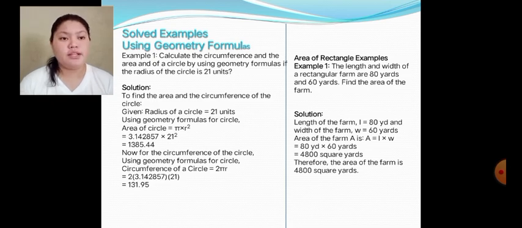Area of a rectangle example. Example 1: the length and width of a rectangular farm are 80 yards and 60 yards. Find the area of the farm. Always remember the formula of the rectangle, which is area equals length times width. The length of the farm is 80 yards and the width is 60 yards. So 80 times 60 equals 4,800 square yards. Therefore, the area of the farm is 4,800 square yards.